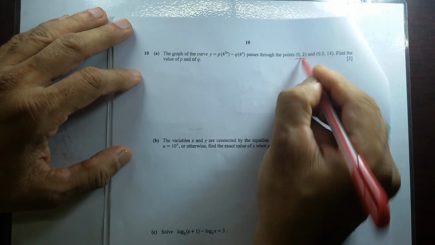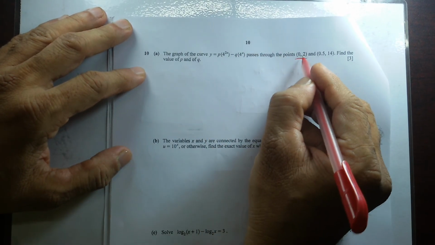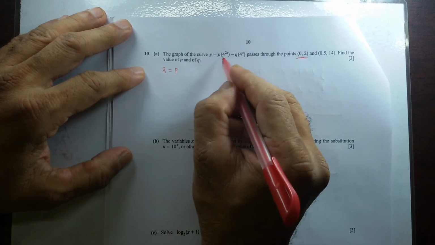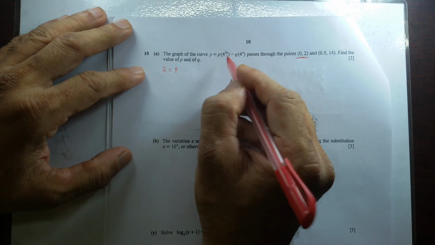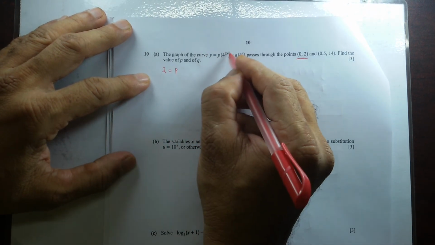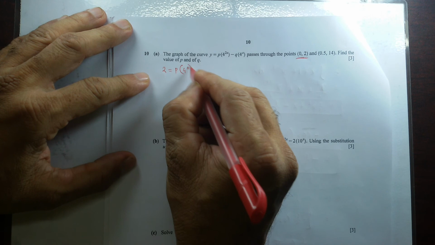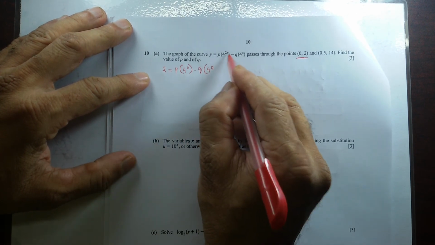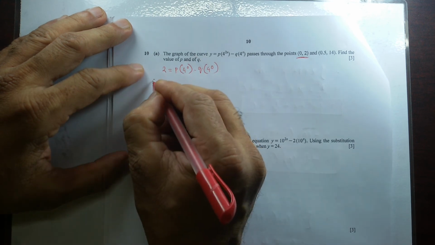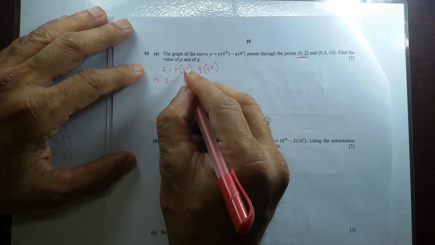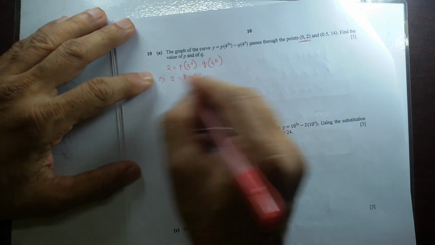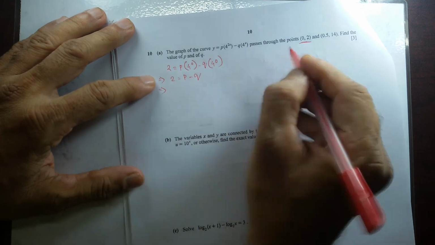Okay, the first point is (0, 2). So x is 0, y equals 2. So 2 equals p times 4 to the power 2 times 0, that's going to be 0. Let me write down 4 to the power 0 minus q times 4 to the power 0. 2 times 0 is 0. Now over here I can write 2 equals, anything to the power 0 equals 1, so p minus q. So that's one of the equations.